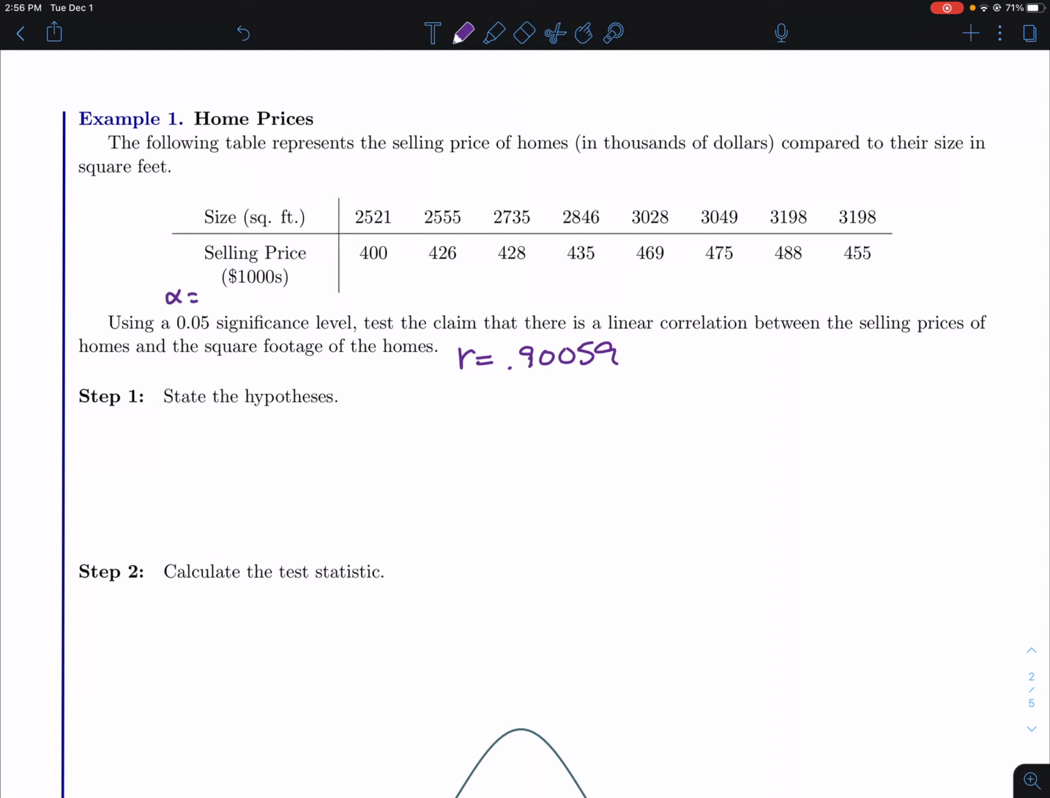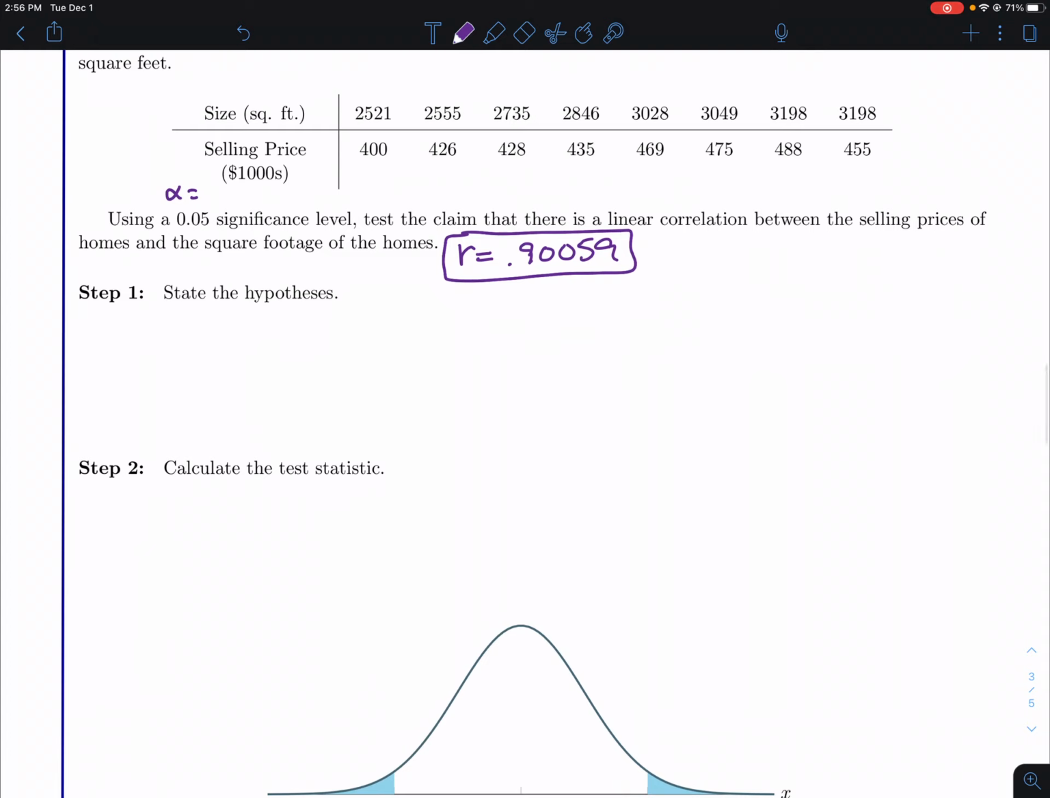test the claim that there's a linear correlation between the selling prices of homes and the square footage of the homes. This is the same r value I found before. I forgot to type it in here, so I just wrote it from a previous classwork packet. Again, first thing we want to do, state the hypotheses. H0 is rho equal to 0.